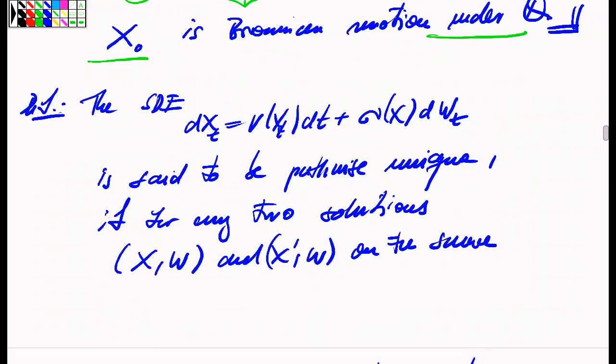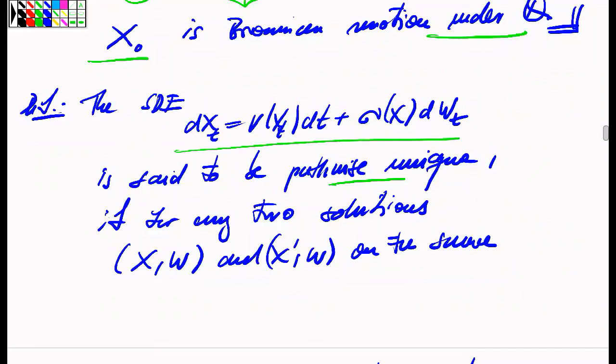Now I introduce another concept of uniqueness, which is pathwise uniqueness, which is asking for more than just the uniqueness in law. It asks whether, given a weak solution, I have a unique trajectory that might solve the equation. So here's the correct definition.